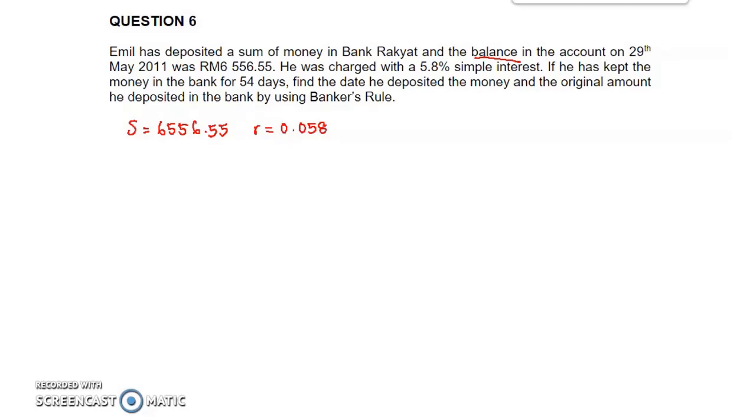If he had kept the money in the bank for 54 days, find the date he deposited the money and the original amount he deposited in the bank by using banker's rule. So here T equal to 54 days. So remember T must be in years. So divide by 360. Why divide by 360? Because banker's rule. So remember banker's rule OE. O is ordinary simple interest, ordinary T divided by 360. E means that exact time.